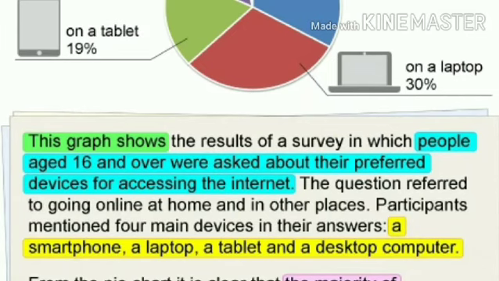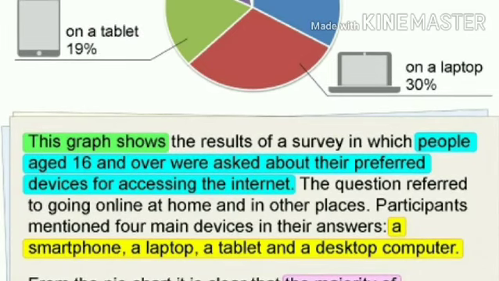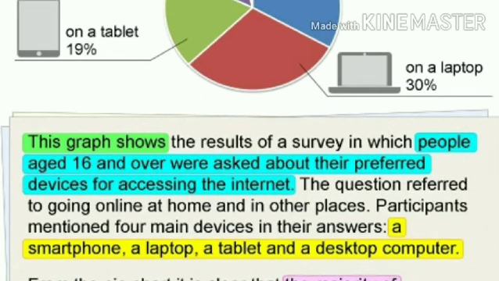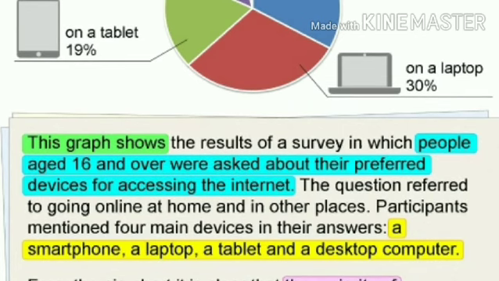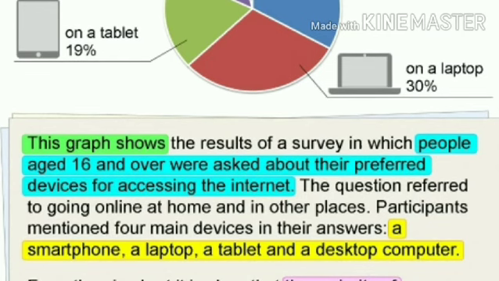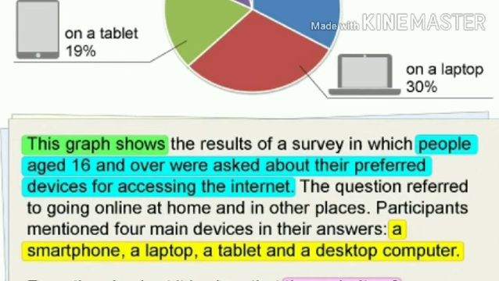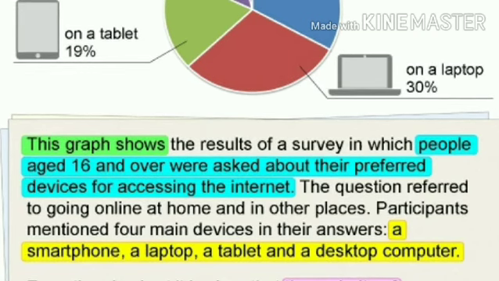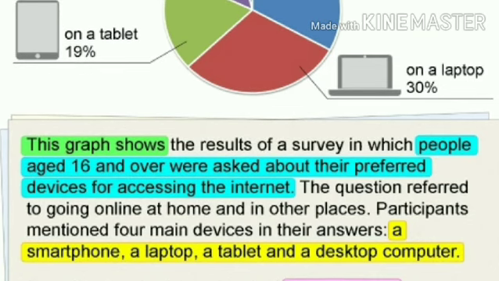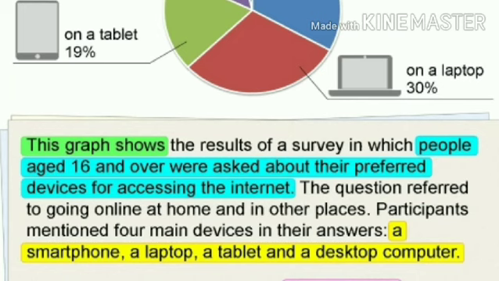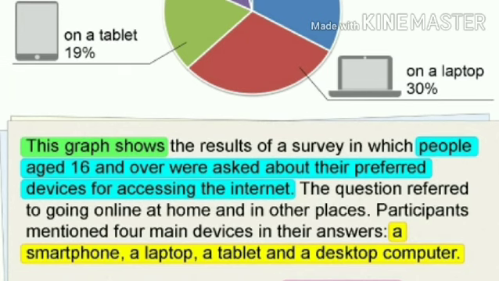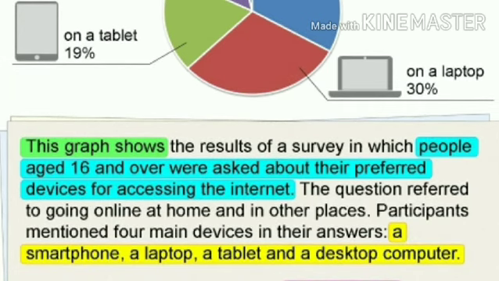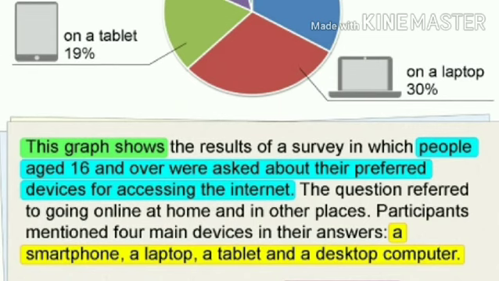If you pay attention to the title of the diagram, you can write the first paragraph introduction like this. This graph shows the results of a survey in which people aged 16 and over were asked about their preferred devices for accessing the internet. The question referred to going online at home and in other places. Participants mentioned 4 main devices in their answers: a smartphone, a laptop, a tablet, and a desktop computer.